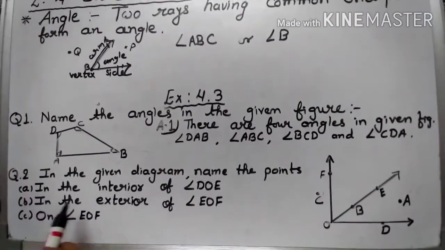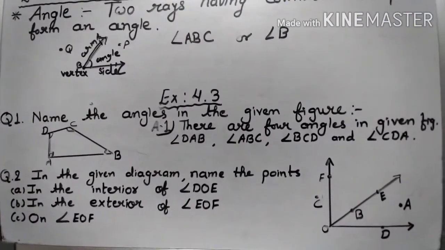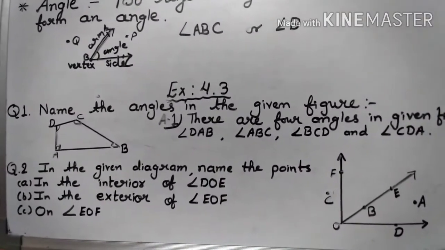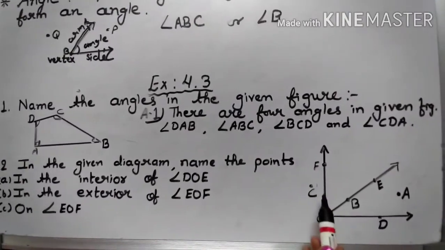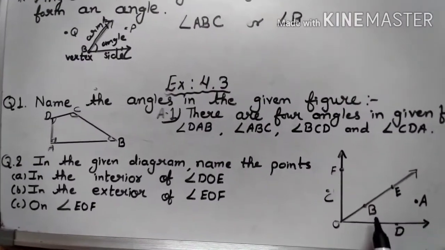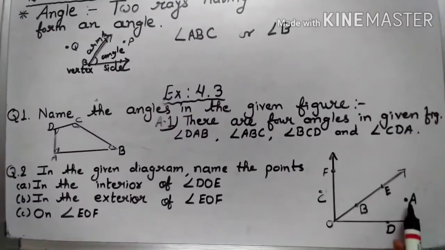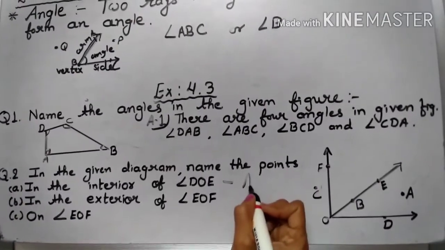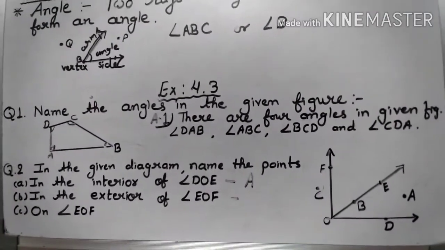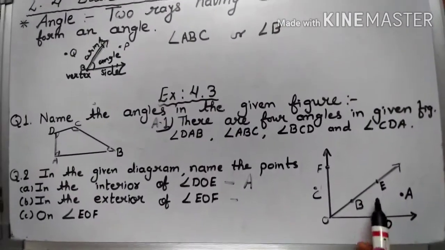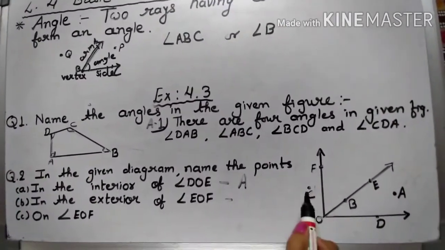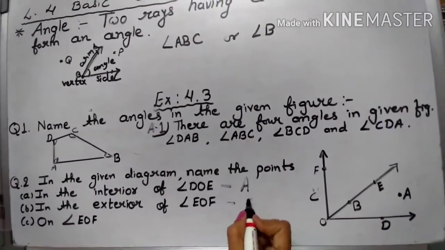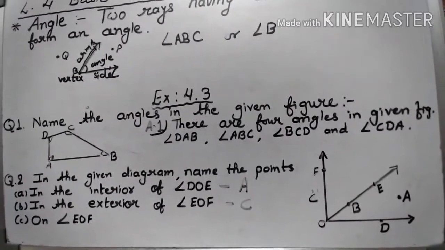Now, question number 2. In the given diagram, name the points. First one. Here is the given diagram. In the interior of angle DOE. Here is our angle DOE. Which point lies in the interior? A. So we write here point A. In the exterior of EOF. Which point lies in the exterior of EOF? Point C. So we can write here C.